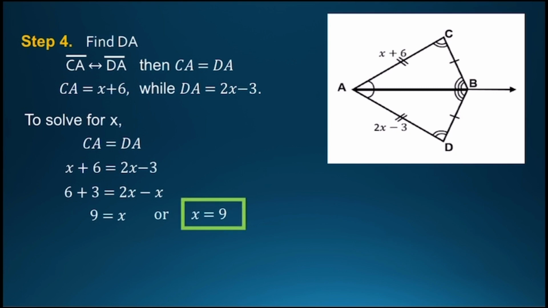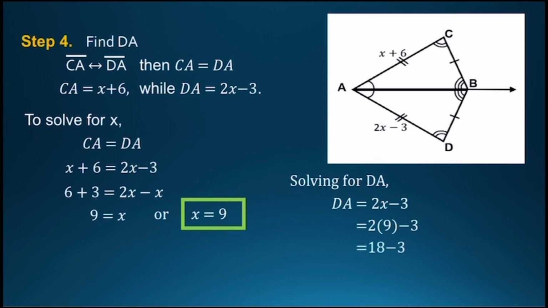Solving for DA, we just need to substitute the value of x to the expression 2x minus 3. Since DA is equal to 2x minus 3, we substitute the value of x, which is 9. So we have now 2 times 9 minus 3. 2 times 9 is 18, minus 3 is equal to 15. Therefore, DA is equal to 15.